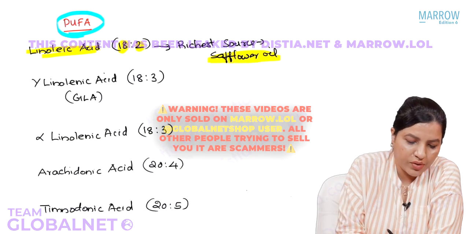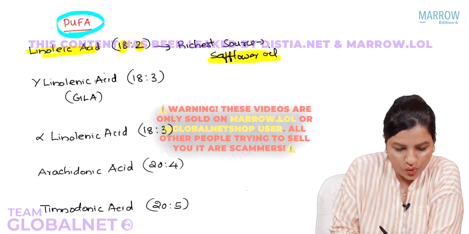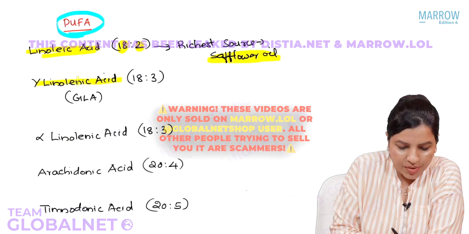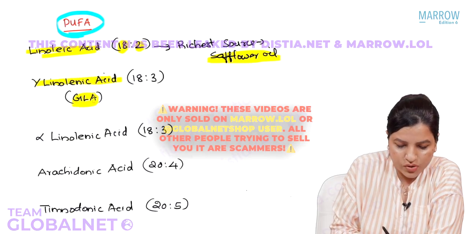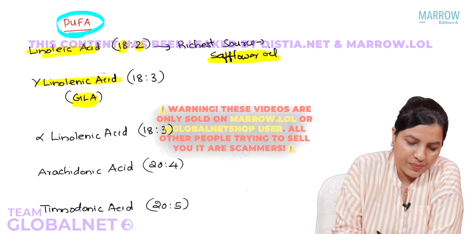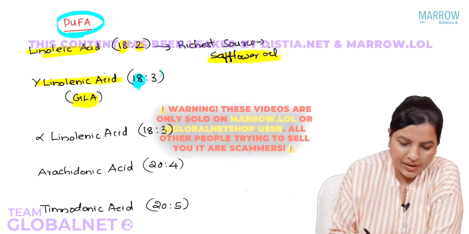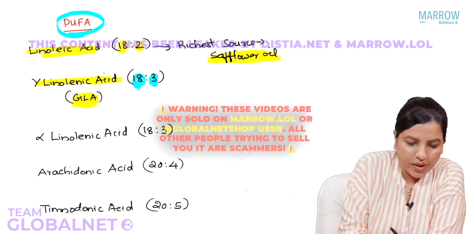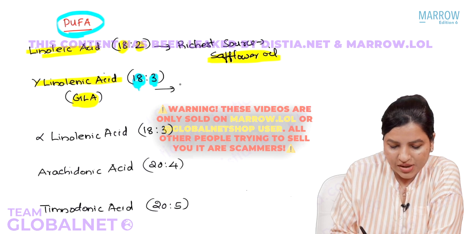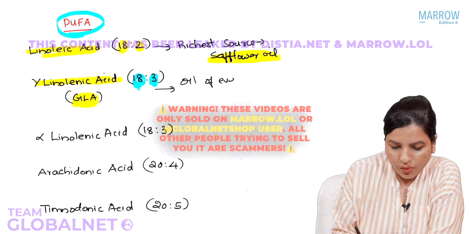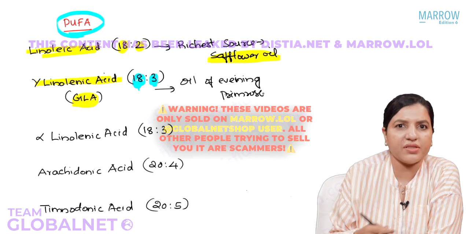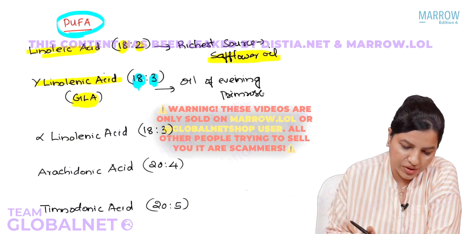Next, gamma linolenic acid, which we abbreviate as GLA. It has 18 carbon and 3 double bonds. Where is it present? It is present in the oil of evening primrose. But it is not given which is the richest source, so I am not commenting on that.